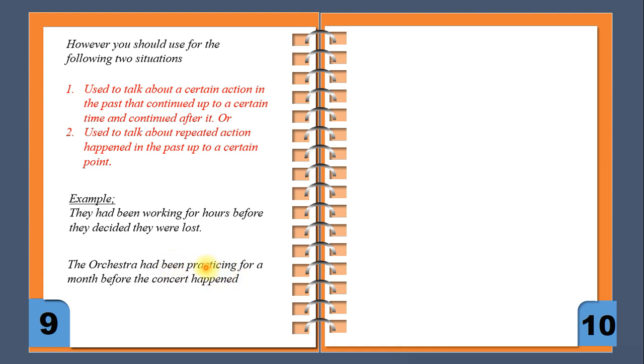ኮንሰርቱ ከመደረጉ በፊት አሁን በአማርኛ just ሁለት አክሽኖች አሉ፤ መጀመሪያ ኮንሰርቱ ተደርጓል፣ ከዛ በፊት ልምምድ ነበር። ይሄን ነገር ግለጹት ብትባሉ past perfect እንጠቀማላችሁ፣ ሁለቱም ኢን ዘ ፓስት ነው ያለው። ስለዚህ the orchestra had been practicing for a month before the concert happened፤ ኮንሰርቱ ከመደረጉ ቀደም ብሎ ኦርኬስትራው ላይ ልምምድ ሲያደርጉ ነበር። That is the meaning, guys.